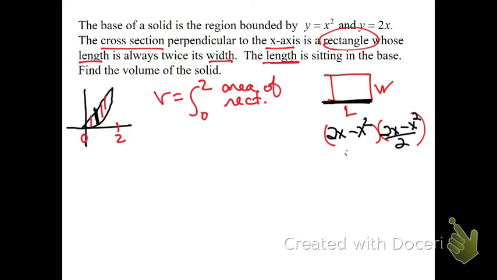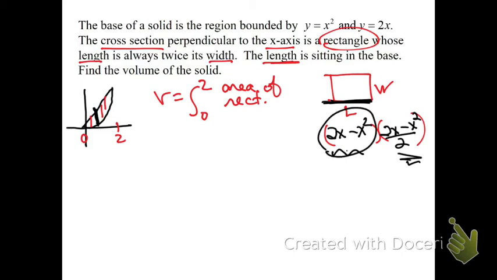Let's see if that makes sense. It's the length sitting from here to here, so we subtracted top curve minus bottom curve. The length is supposed to be twice the width, so I had to reverse that, to make sure this one is double this one.